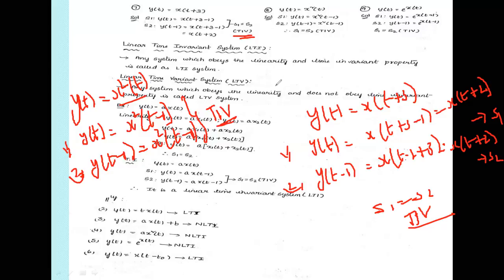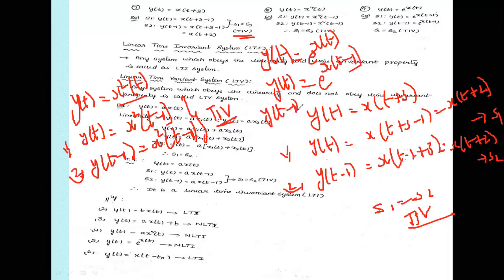Got it, my students? And here is another function: y of t is equal to e power x of t. In the first step, we take the input delayed, x of t minus 1. In the second step, the entire system is delayed: y of t minus 1 is equal to e power x of t minus 1. So both are equal. It's a time invariant system. Got it, my students?